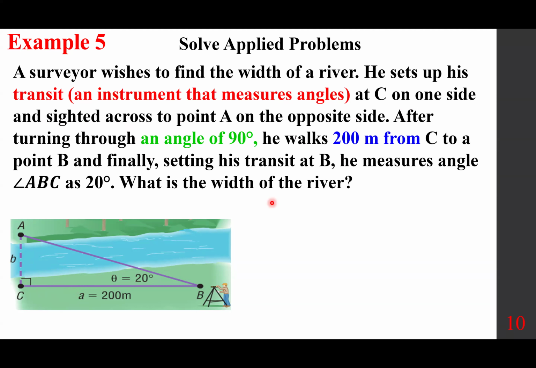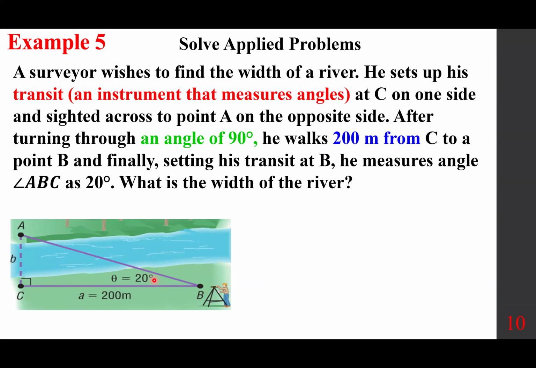After turning through an angle of 90 degrees, so this is here, he walks 200 meters, the distance of 200 meters from C, to a point B. And finally, setting the transit at this point, then he measures the angle, and this angle he measures with the transit to be 20 degrees. What is the width of the river? That is the methodology to find it.